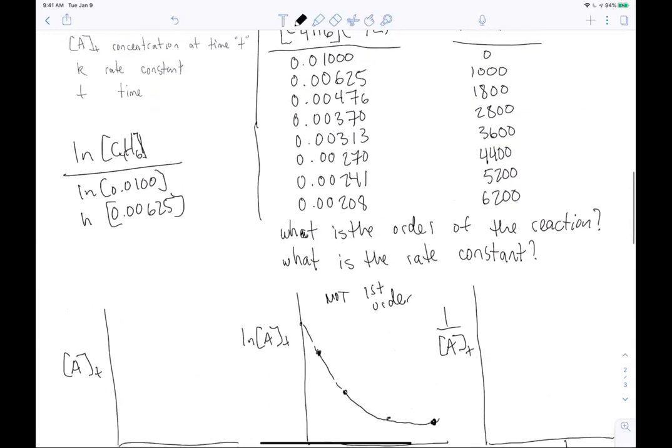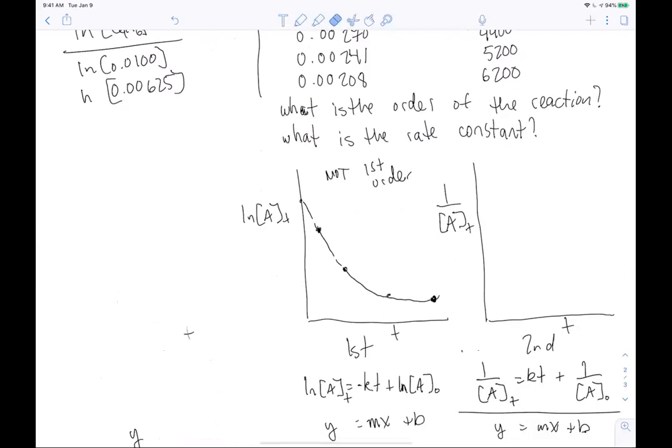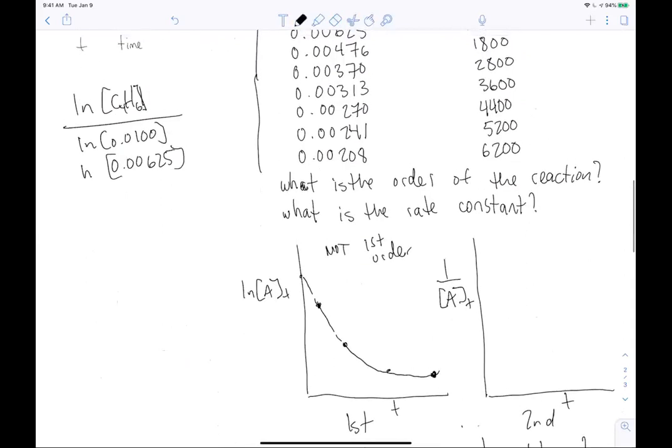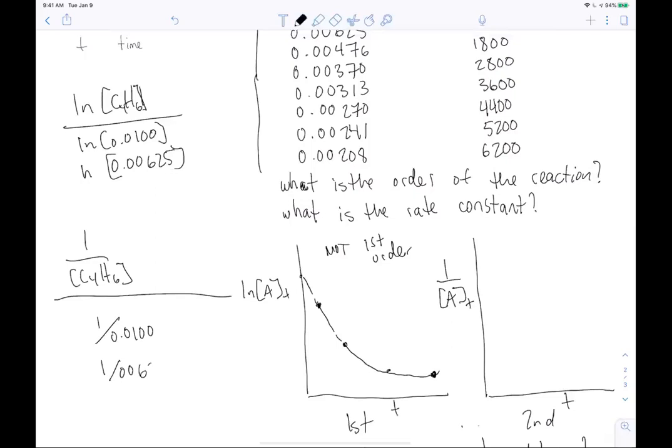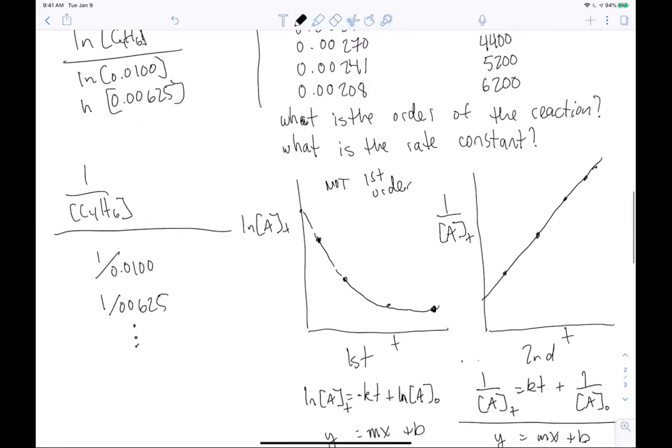Finally, I'm just telling you it's not zero order. Let's just say it's between first and second order because the logic is the same. Then I would say, well, what about 1 over C sub 4 H 6? And I would go ahead and do that. So I'd go 1 over 0.0100, 1 over 0.00625, et cetera. And what I would end up seeing for that is a straight line. As I plot these points, they fit a line really nicely. And that's how I know it's second order.